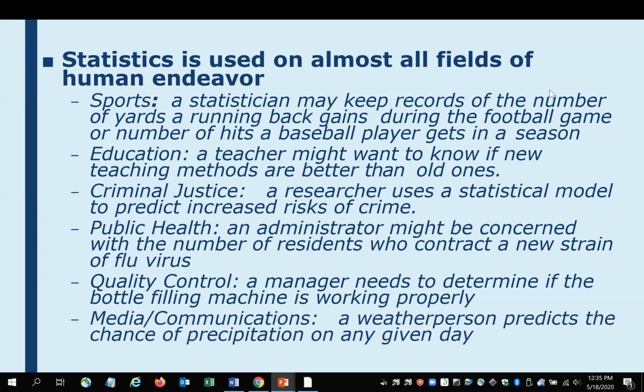Media and communications. Obviously, a weather person predicts the chance of precipitation on any given day. So again, statistics is used across almost every field of human endeavor, and I hope perhaps you'll see throughout the semester an example related to your particular field of interest.